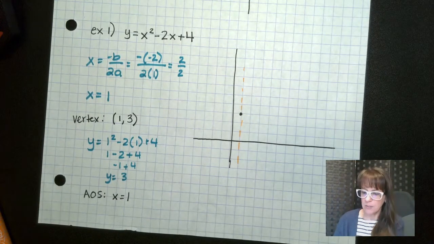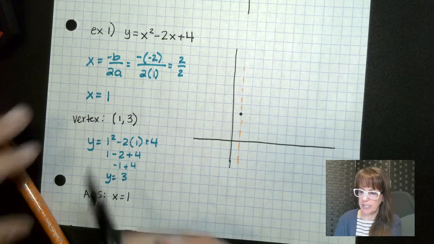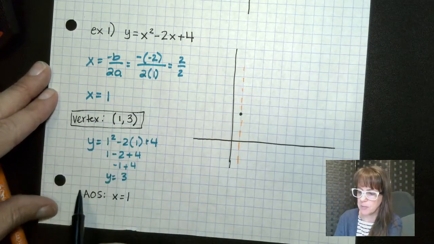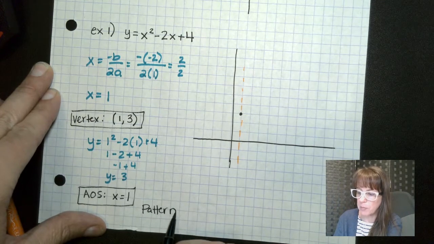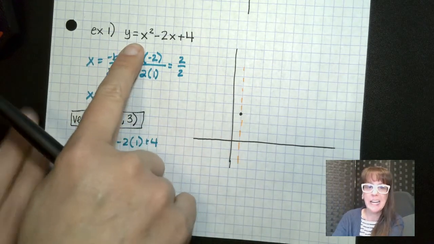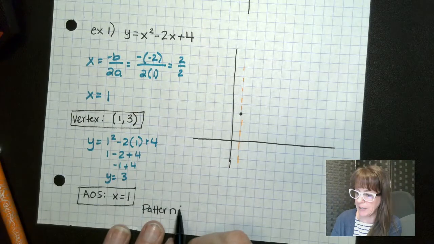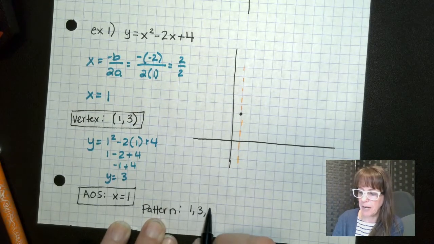So we have our vertex and we have our axis of symmetry. Now what we need is our pattern. Our pattern comes from our a, which is in the very front here. If it's a 1, it's our normal pattern: 1, 3, and 5.